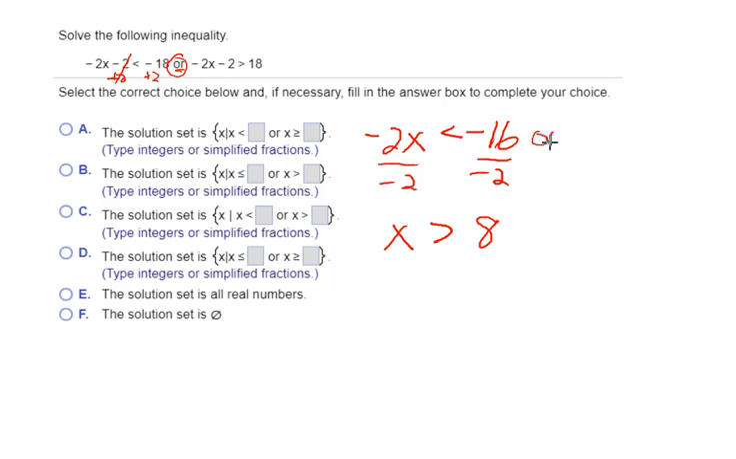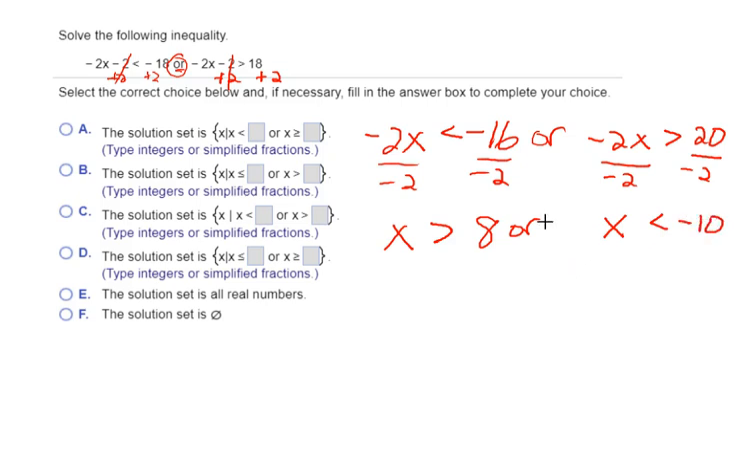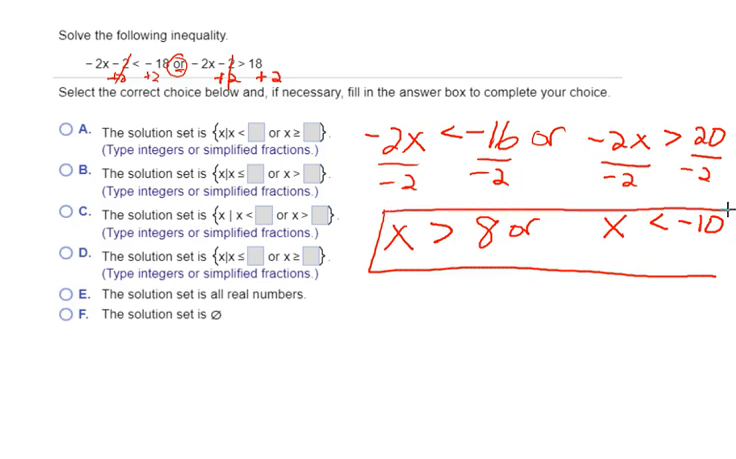Right, then we're going to have the or. We're going to do the same thing over here. We'll add 2 to both sides. And so we're going to get negative 2x is greater than 20. Right? And so the 2's here cancel out. And then we'll divide by negative 2 on both sides. And we'll get x, again, dividing by a negative on both sides, we flip the symbol around the other way. X is less than negative 10. And so this is our answer.